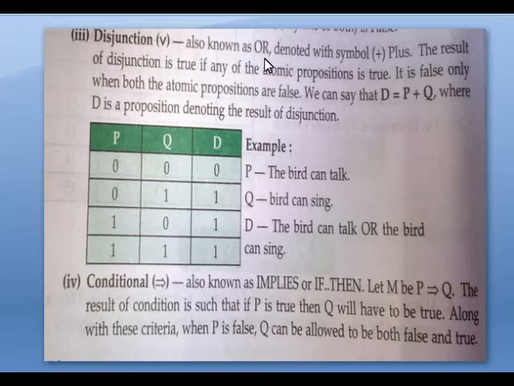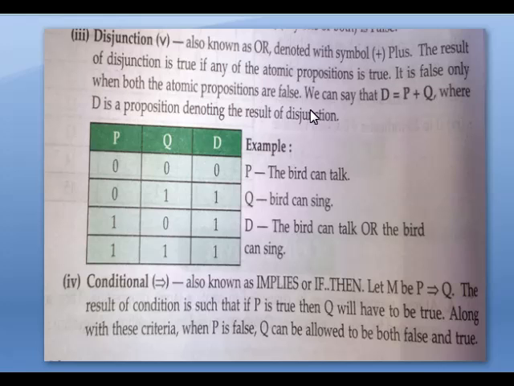The result of disjunction is true if any one of the atomic propositions is true. If any one value is true, the output is true. If both the values are true, then also the output is true. If both the values are false, the output is false. It is false only when the atomic propositions are false.